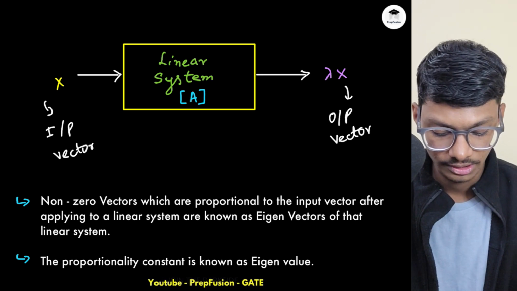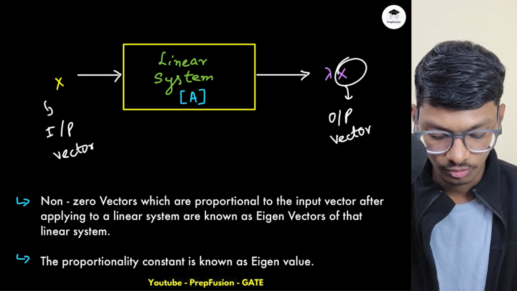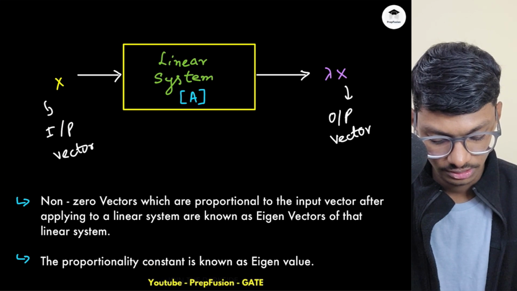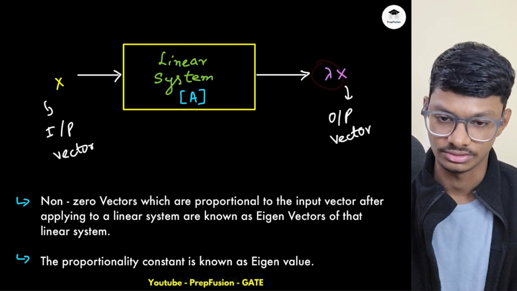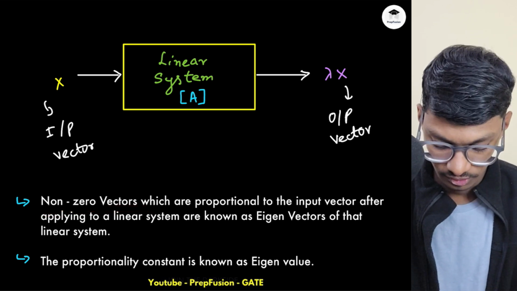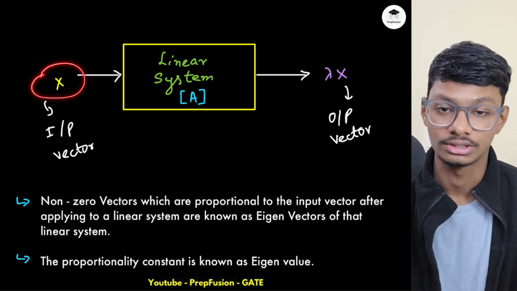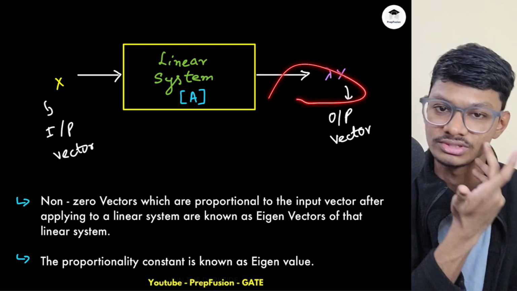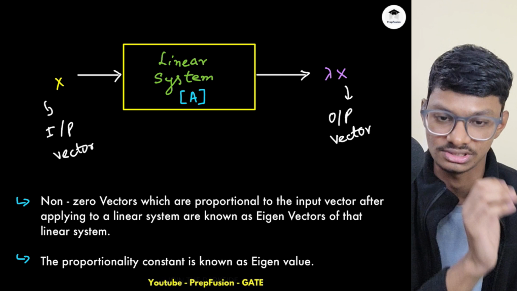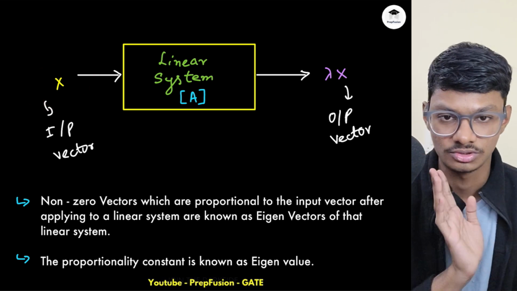You can see the input vector and output vector are the same, just scaled versions. So let's read this statement. Non-zero vectors, it has to be non-zero, because if I am giving zero input, that doesn't make any sense. Anyway I will get no output. That's why it has to be a non-zero input.